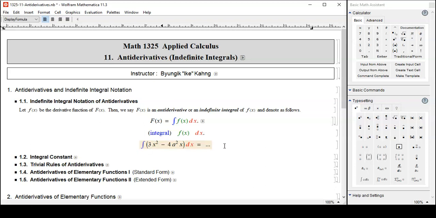By the way, we have this problem here, so why don't we complete this problem? Let's see. What kind of function will give you 3x squared if you take the derivative? Well, it's going to be x cubed. And please check, take the derivative of x cubed and you're going to get 3x squared. And then this is going to be 2a squared x squared plus, check.